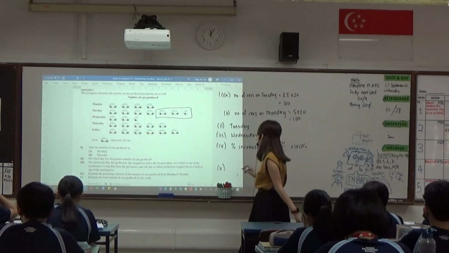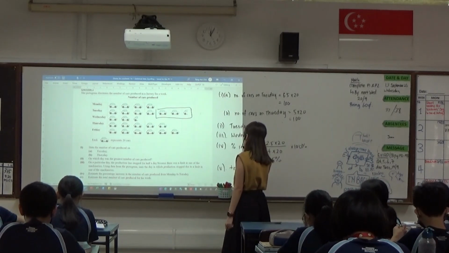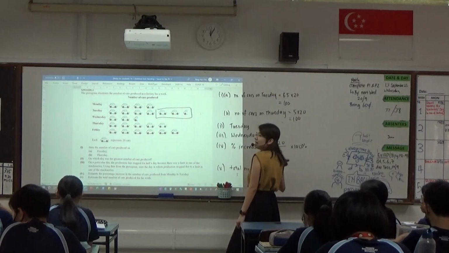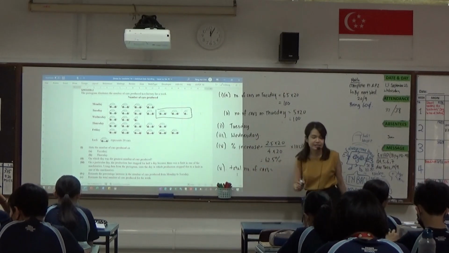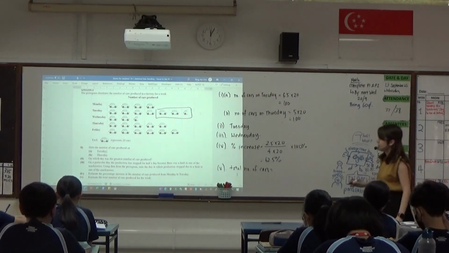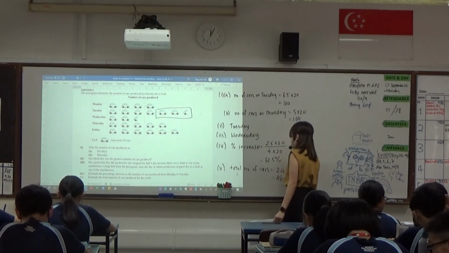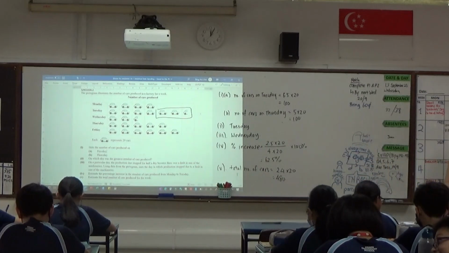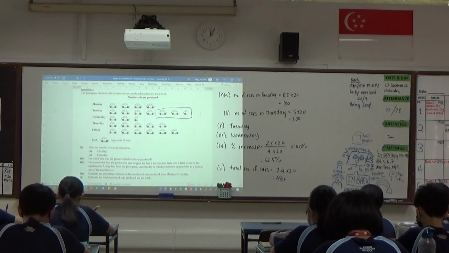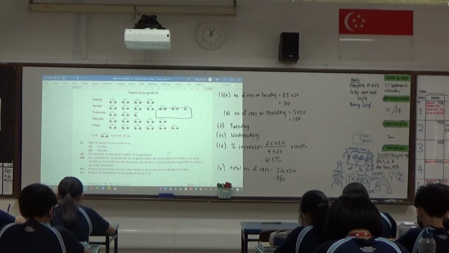Yes. Total number of cars produced in a week, how many? 480. Okay. So it's 400. Okay. Any questions? Okay, moving on.